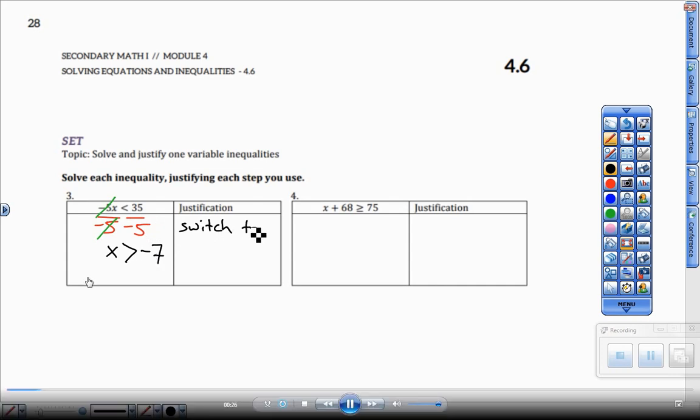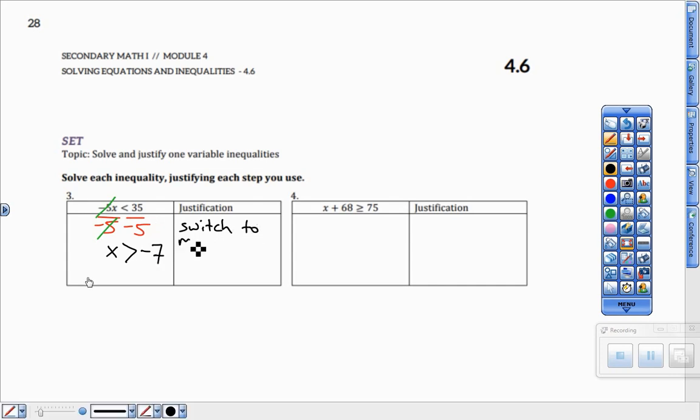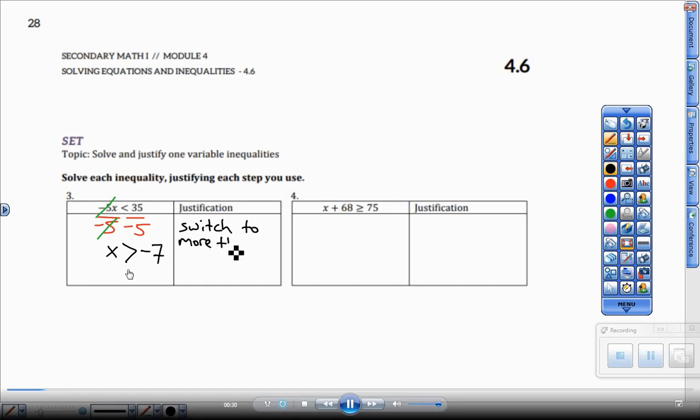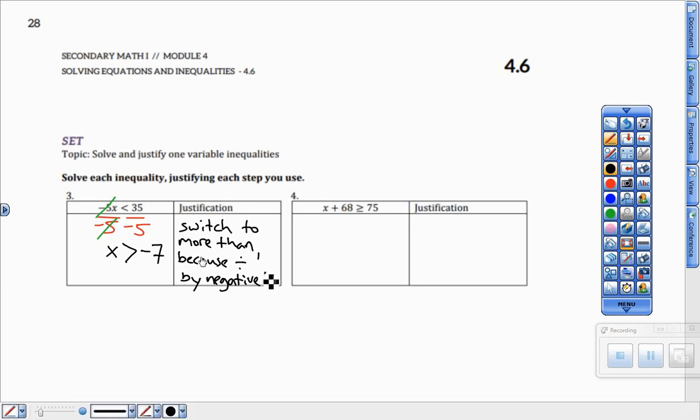All numbers to the right of -7. Those are numbers bigger than -7. Open circle to the right. And the justification, I need you to switch because I divided by -5. That is what switches your inequality around.